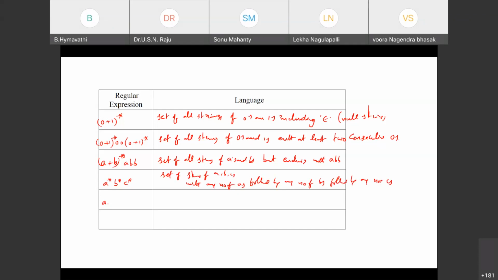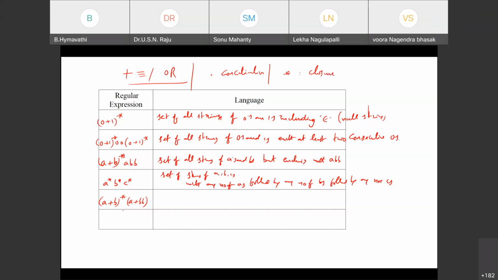Okay, now for this one, a plus b whole star followed by a plus bb. Once again, I am telling plus is exactly equal to slash. In some books, they may use a forward slash in place of plus. It means OR operator. And when they use dot, that is concatenation. And star is closure operator.